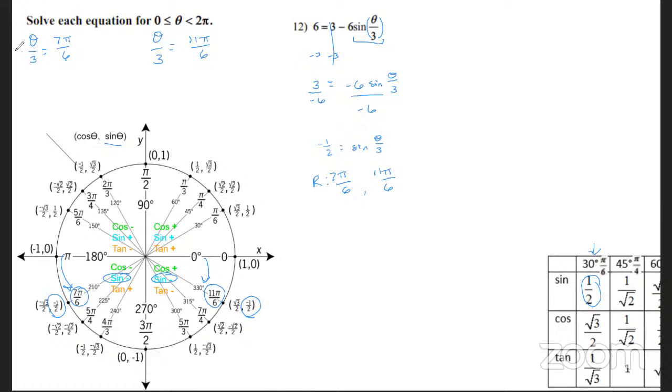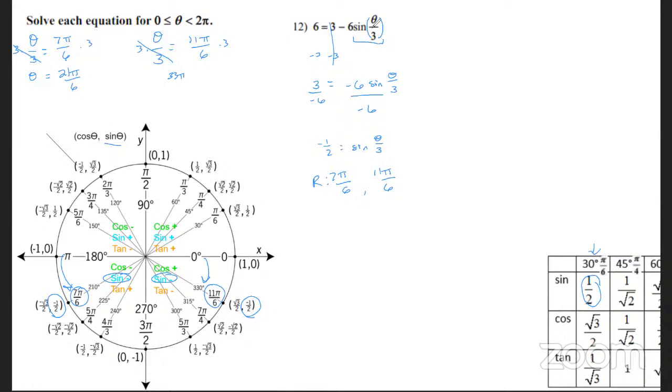Theta is being divided by 3, so we're just going to multiply both sides by 3. This will cancel out. Theta is going to equal, what's 7 times 3? 21. Let me make sure. Always use your calculator for even simple math, just because you want to get your answer right. So 21 pi over 6. Now this one, we're going to do the same thing and multiply both sides by 3. 11 times 3 is 33. So 33 pi over 6.